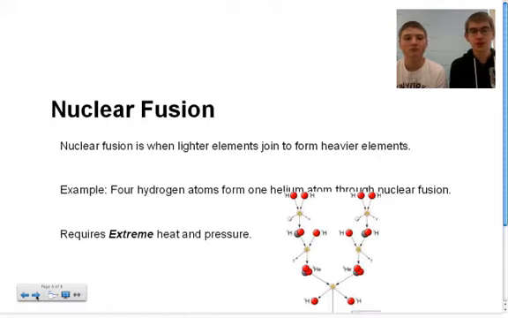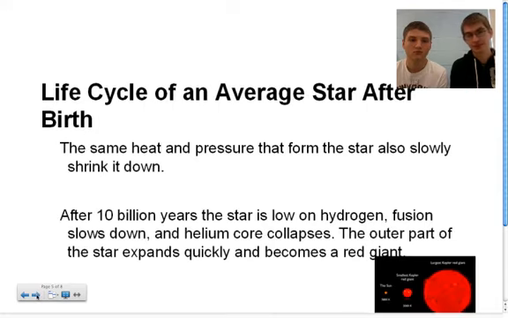Right, so nuclear fusion is when lighter elements join to form heavier elements. This happens in stars all the time. It's usually done with hydrogen forming helium. You need 4 hydrogen atoms to form 1 helium atom, just like in the picture there. And again, it requires extreme heat and extreme pressure.